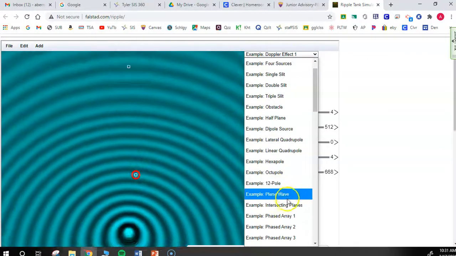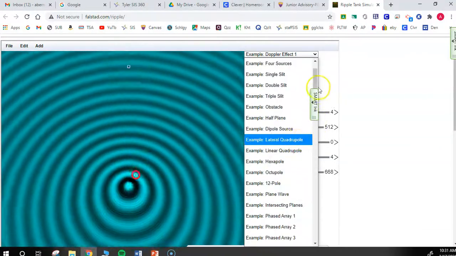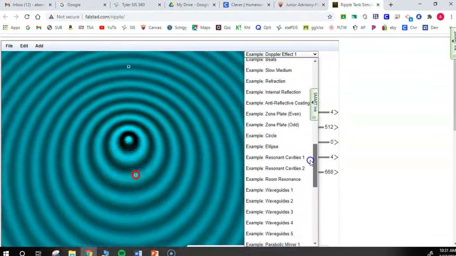All right. So I just wanted to show you the Doppler effect with... where'd it go? Just had this.